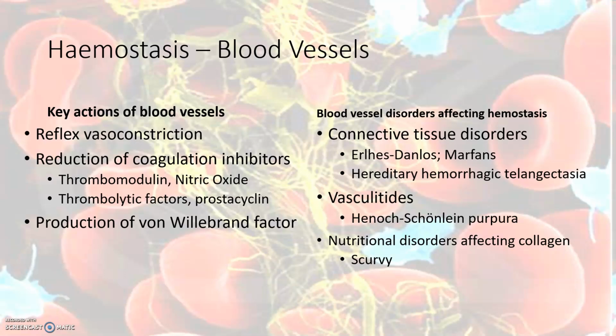Some of the disorders that might affect hemostasis through abnormal blood vessel function would include connective tissue disorders such as Ehlers-Danlos syndrome, Marfan syndrome, or hereditary hemorrhagic telangiectasia, and vasculitides, probably the most important of which is Henoch-Schönlein purpura. Scurvy, as a nutritional disorder, can also affect collagen cross-linking and lead to bleeding from the gums and petechiae under the skin. So most blood vessel disorders leading to bleeding cause subcutaneous petechiae and bleeding from mucous membranes.